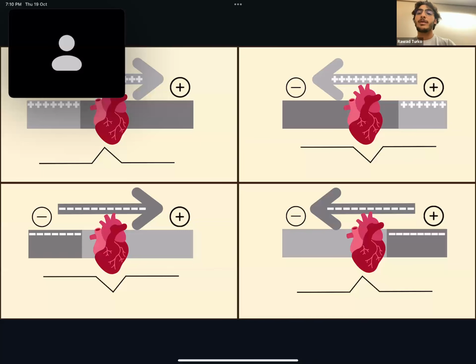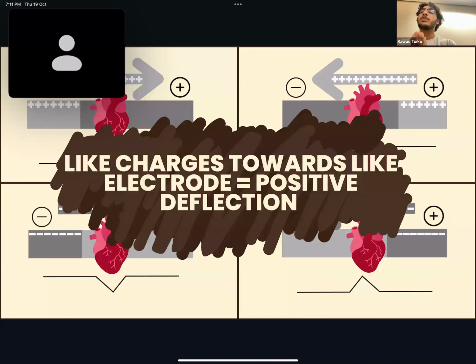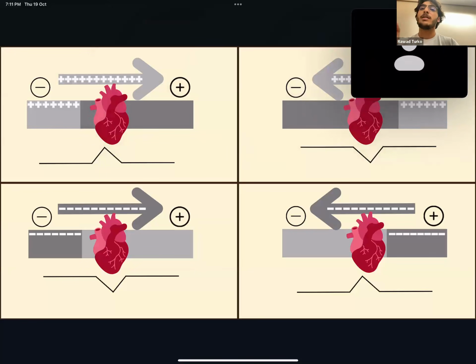What I want you to remember is: like charges towards the like electrode will give you a positive deflection. So like towards like, meaning positive towards positive or negative towards negative. As we see here, top left again, positive charges, which is a depolarization, towards the positive electrode, positive deflection. Positive towards positive, positive deflection. Now, bottom right, negative charges, repolarization towards the negative electrode, positive deflection. Okay, like towards like: positive towards positive is positive, negative towards negative is positive.